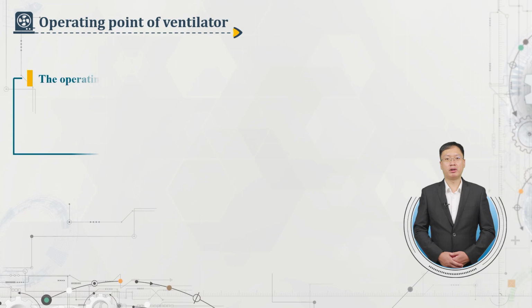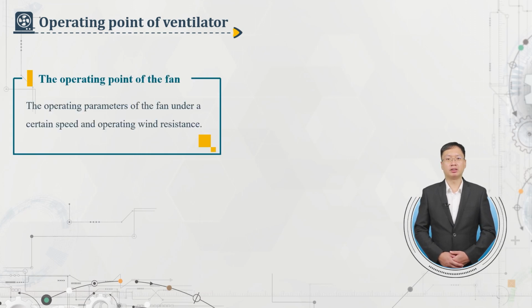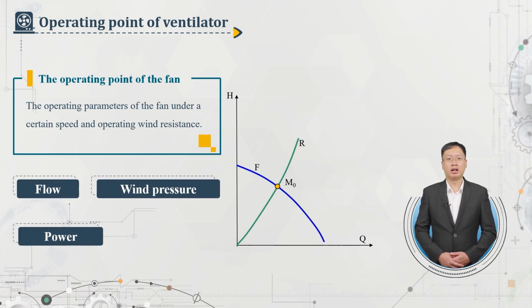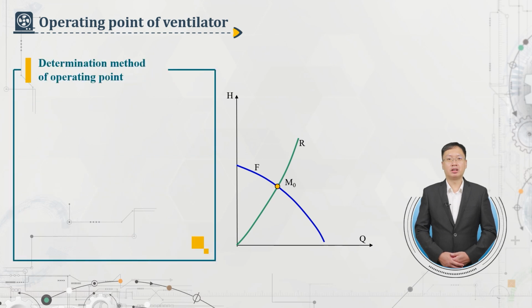The operating point of the fan refers to the operating parameters of the fan under a certain speed and operating wind resistance, such as flow, wind pressure, power, and efficiency. Generally, it refers to the two parameters of flow and wind pressure. Determination method of operating point.